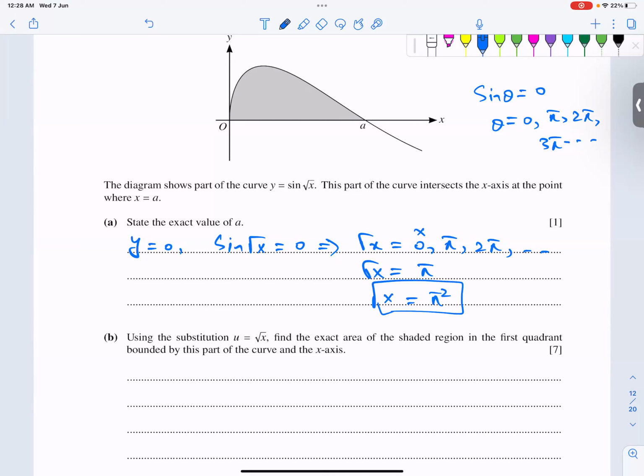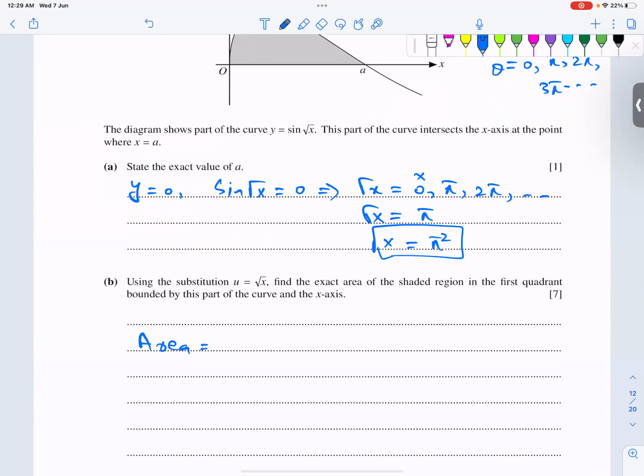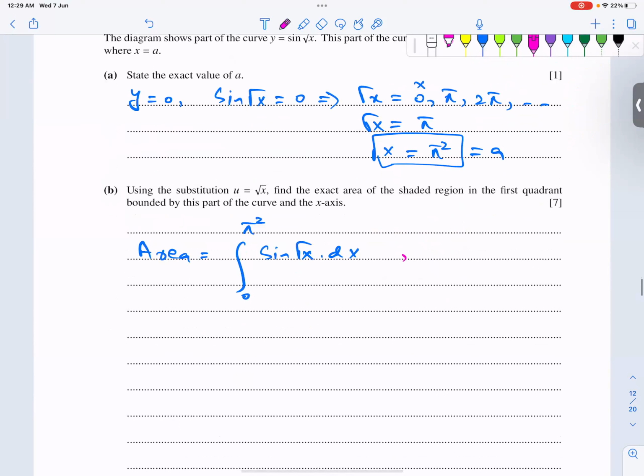Next, use the substitution u is equal to square root x. Find the exact area of the shaded region in the first quadrant bounded by this part of the curve and the x-axis. Now area is equal to the integral from 0 to pi square, because this is the value of a, of the function dx. Now the substitution is given. Substitution is u is equal to square root x.